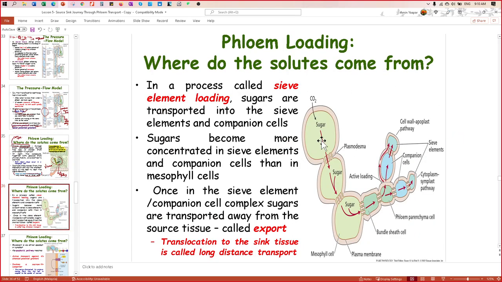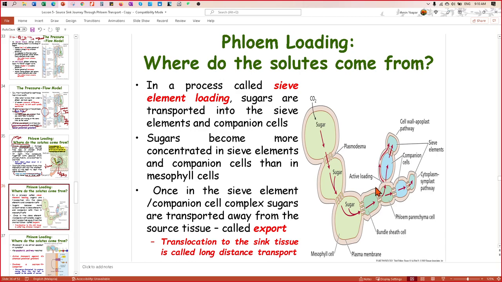So, to put things into perspective, you have your mesophyll cells producing the sugar. The sugar, through the plasmodesmata, is going to enter the companion cells. And then the companion cells are going to further transfer it to the sieve elements.